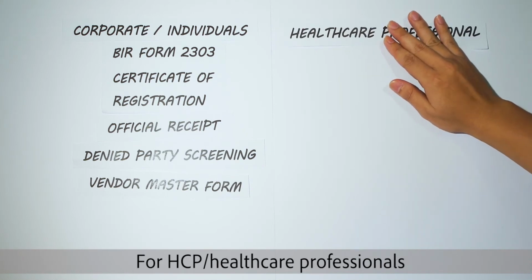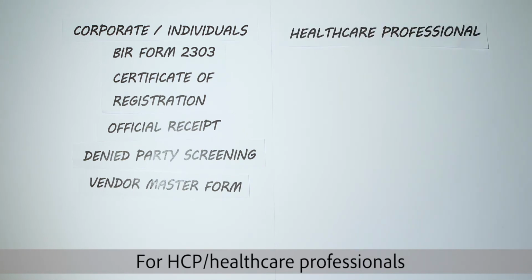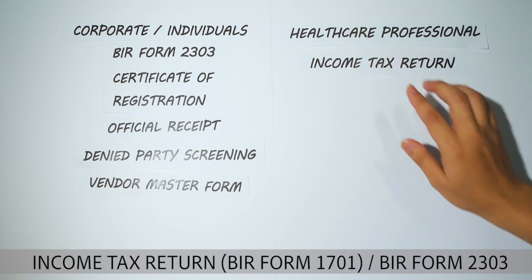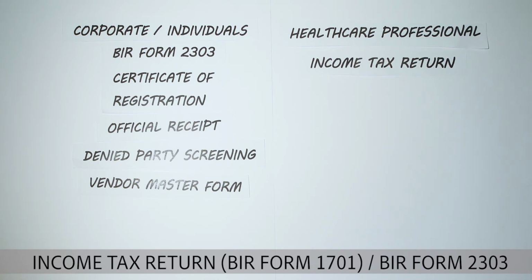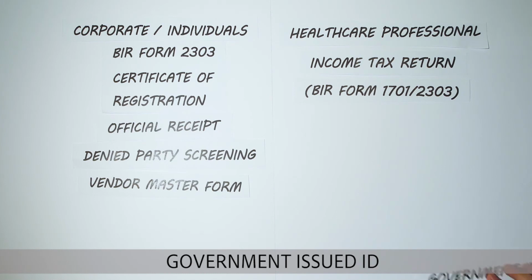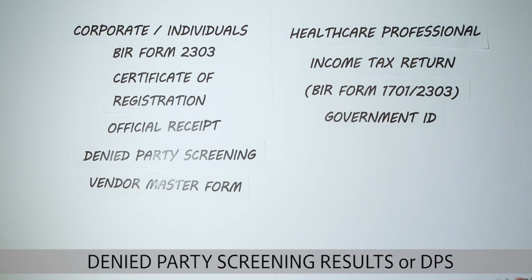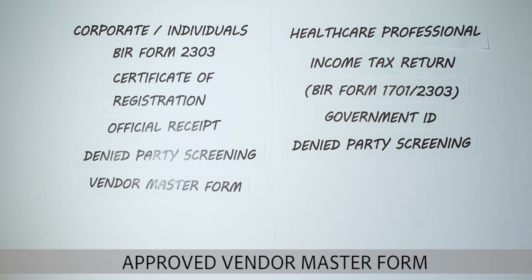For HCPs or healthcare professionals: income tax return or BIR Form 1701 or BIR Form 2303, government-issued ID, denied party screening results or DPS, and approved vendor master form.